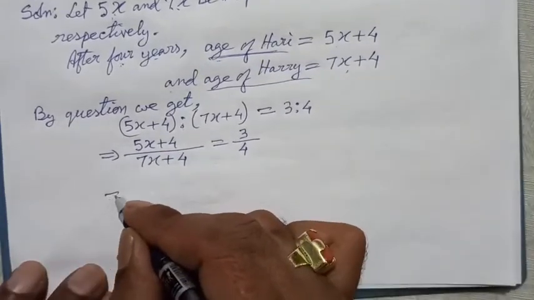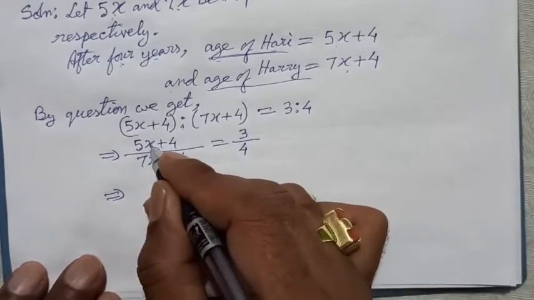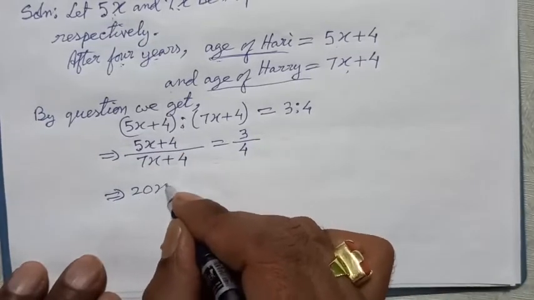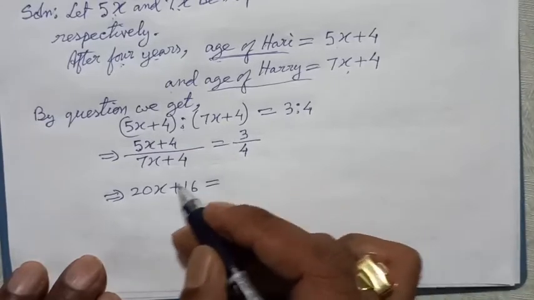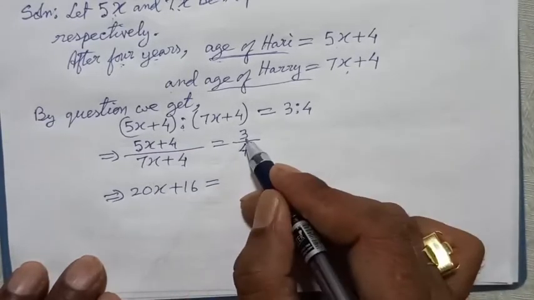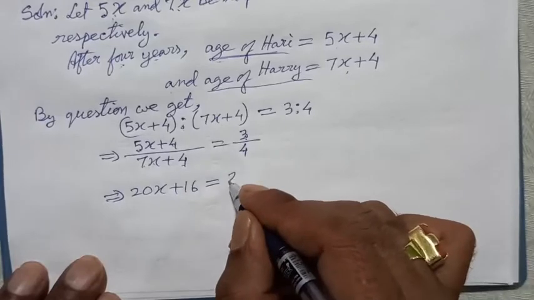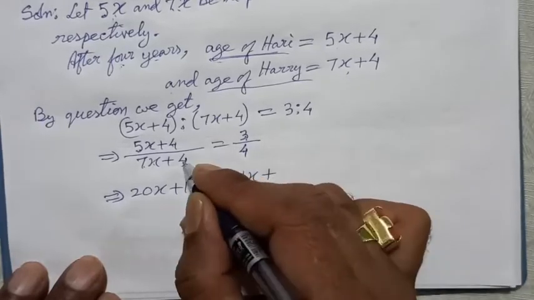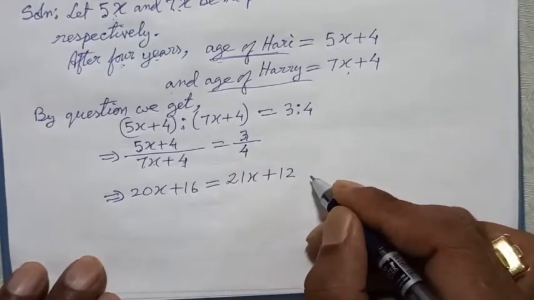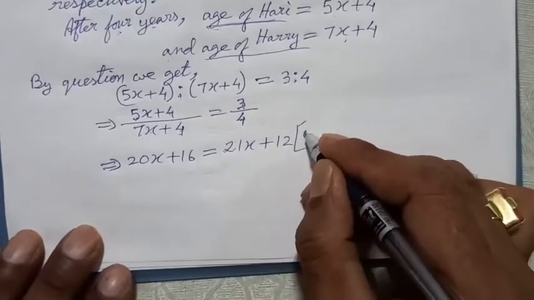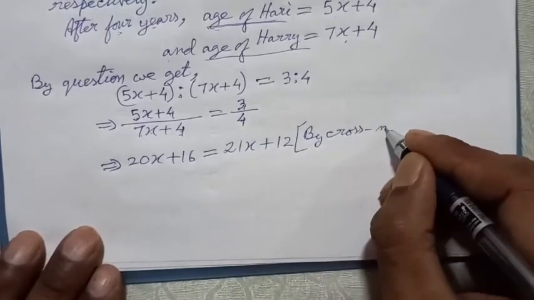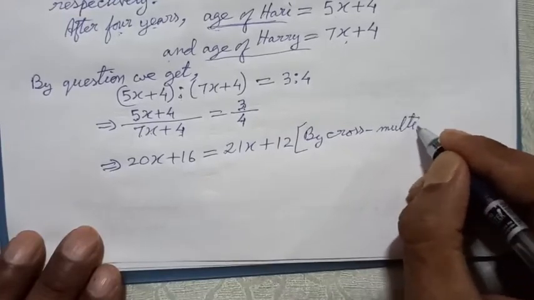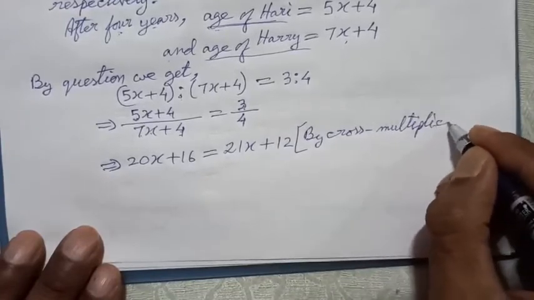Next is cross multiplication. 4 multiply 5x, that is 20x. 4 multiply 4, that is 16. Then 7x plus 4 will multiply this 3. 3 into 7x is 21x. 4 into 3 is 12. By cross multiplication.